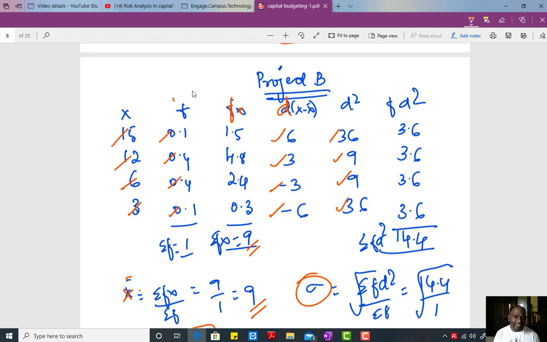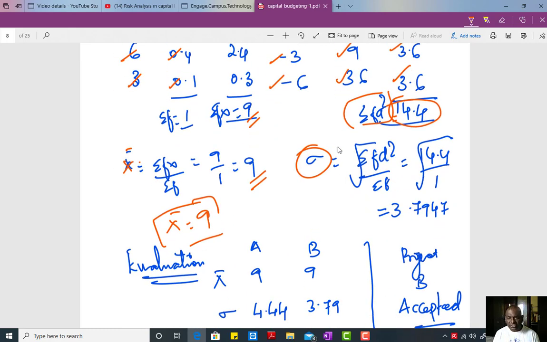How do we find FD square? F is given, D square is given, F into D square. 36 into 0.1, 3.6. 9 into 0.4, 3.6. 9 into 0.4, 3.6. 36 into 0.1, 3.6. Add all this up, and we call it summation FD square, which is equal to 14.4. So apply the formula again. Standard deviation is equal to the square root of summation FD square divided by summation F, the square root of 14.4 divided by 1, which is 3.7947. So standard deviation is equal to 3.7947.